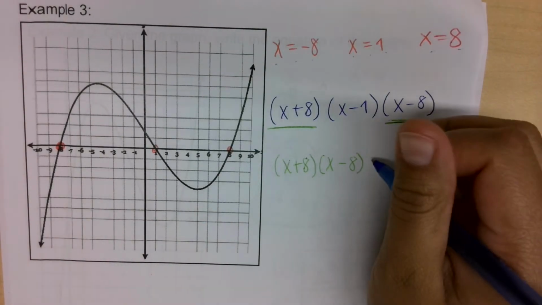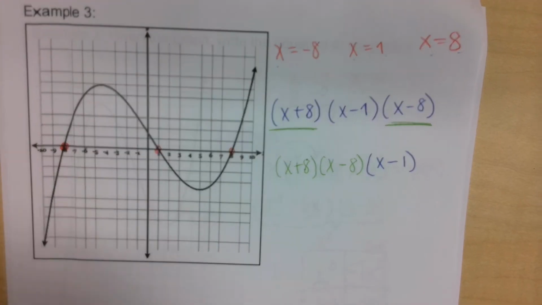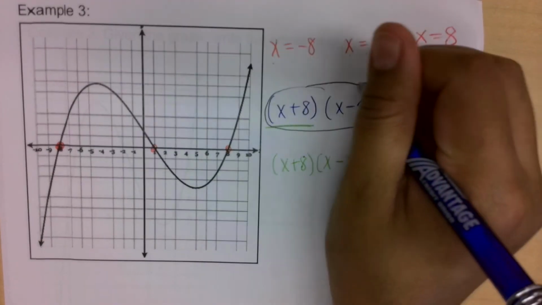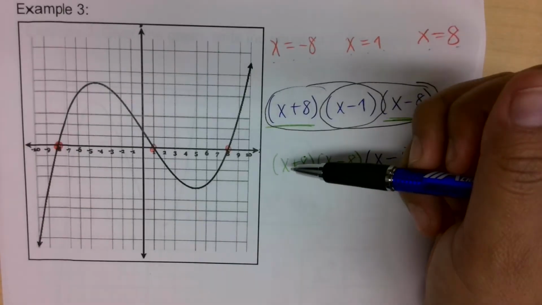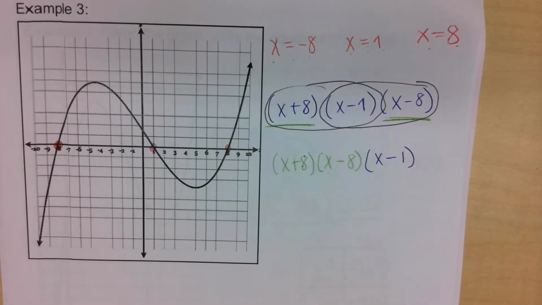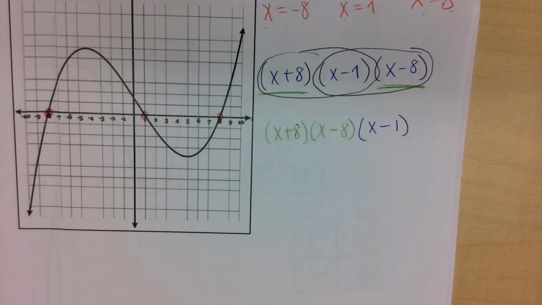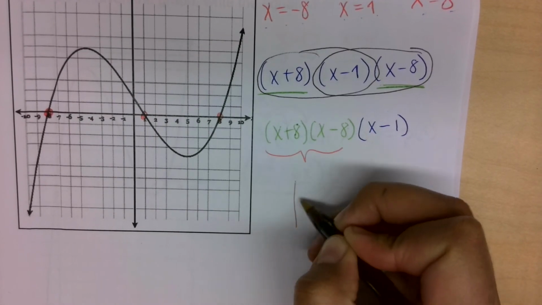Does it matter? No, it does not matter. You could have multiplied these two together, it wouldn't have mattered. Or you could have multiplied these two together. But watch what's going to happen when I multiply the positive 8 and the -8 together. Again, it's just a strategy in math. You can do it any way you'd like. So I'm going to multiply that using the box method.